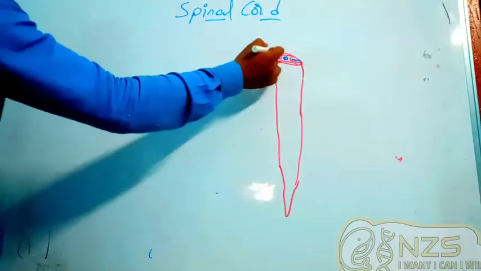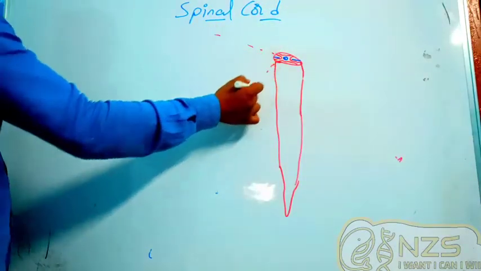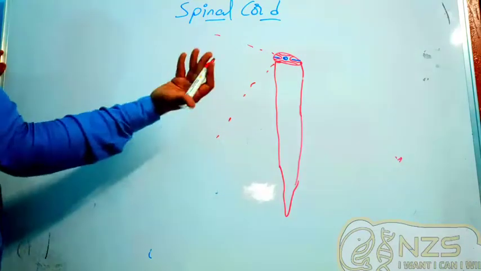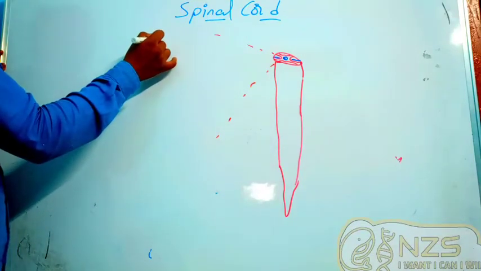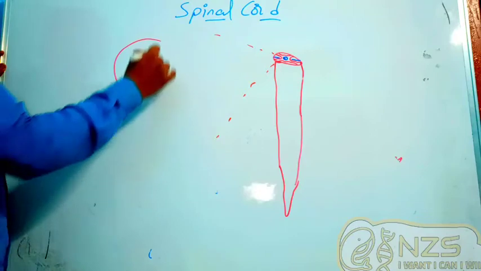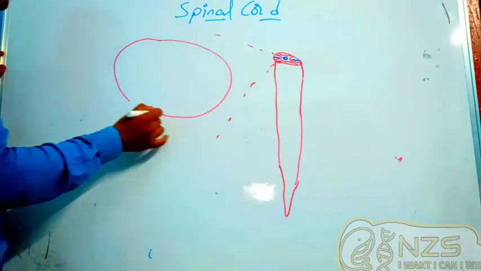Okay, so now if you try to zoom this out, I'm not tilting it, I'm just drawing the scene. So this is the spinal cord in the same direction. I'm not changing direction.